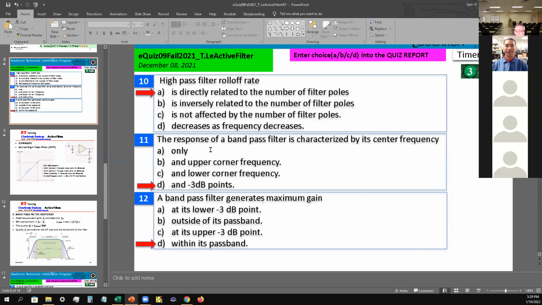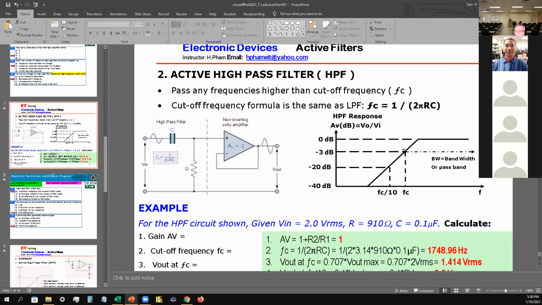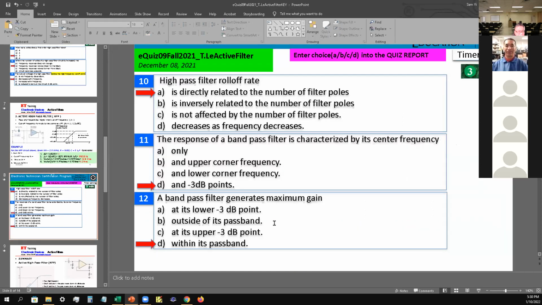Number 11, the response of a band pass filter is characterized by its center frequency at minus 3 dB. So minus 3 dB, which is here, is the cutoff. From this point on is the band pass band. So at 3 dB, the answer is D as in David for number 11. Number 12, a band pass filter generates maximum gain within its pass band. So D as in David for number 12.